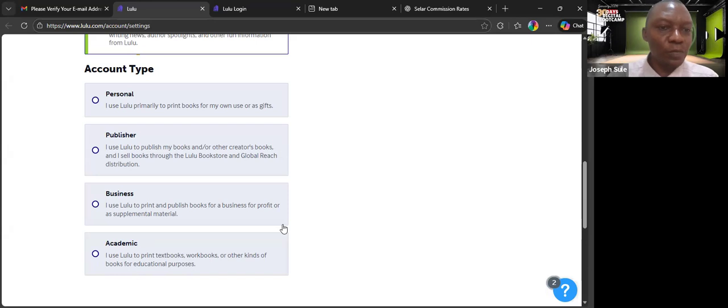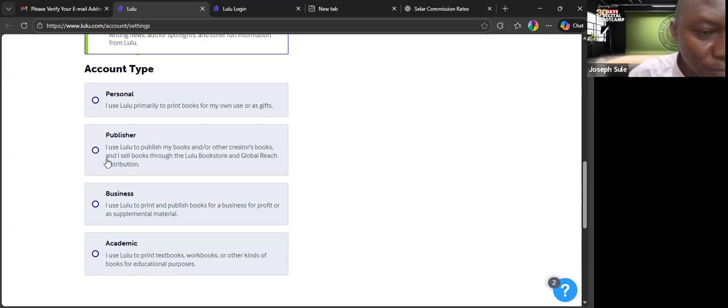Account type number 2, publisher. I use Lulu to publish my books and or other creators' books, and I sell books through the Lulu bookstore and global reach distribution. If you opt for this, automatically you opt for the global reach distribution. When we go into Lulu to publish my client's book, you will get to understand what the global reach distribution means. But if you're a publisher, you tick this because you will bring books from other authors and upload them, publish them, and make them live.